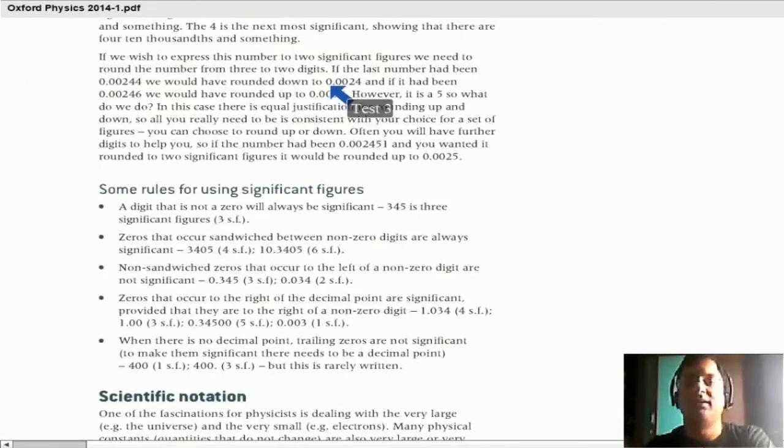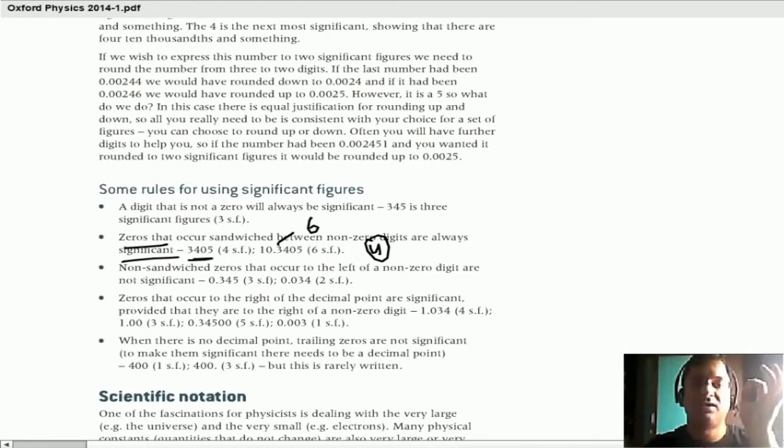Similarly, you come here, it is 0.0024. A digit that is non-zero will always be significant. Any non-zero digit will always be significant, that you have to count. Zeros that occur as a sandwich between two non-zero digits will also be significant. So it has 4. This has 6 significant digits, right? 1, 2, 3, 4, 5, 6.